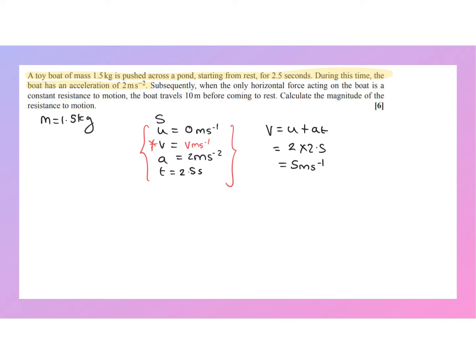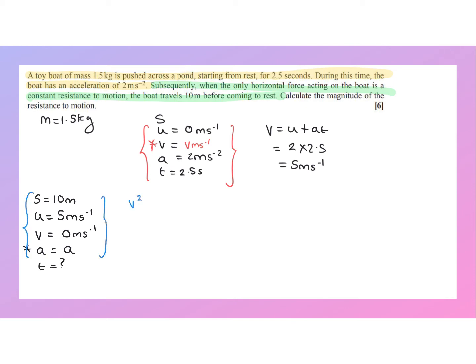So let's now think about this second phase of the motion. The boat travels 10 metres before coming to rest. So in the second phase, we know that it travels 10 metres. Its starting velocity is the same velocity it had at the end of the first phase. Its final velocity is 0. The acceleration is a new acceleration, so we don't know the value of that, and we don't know the value of the time. So the key pieces of information here involve s, u, v and a.